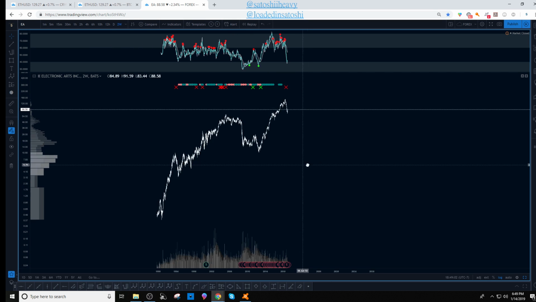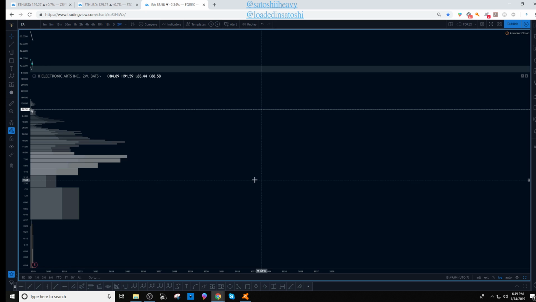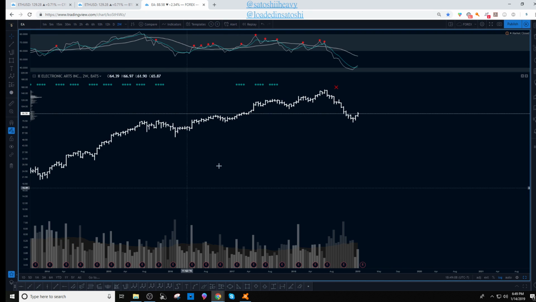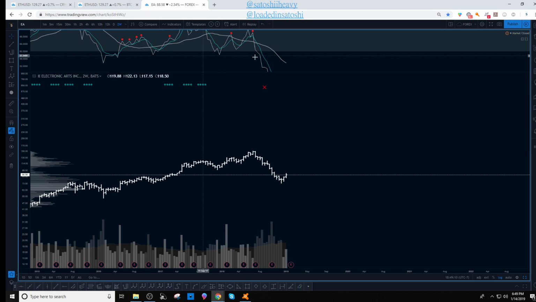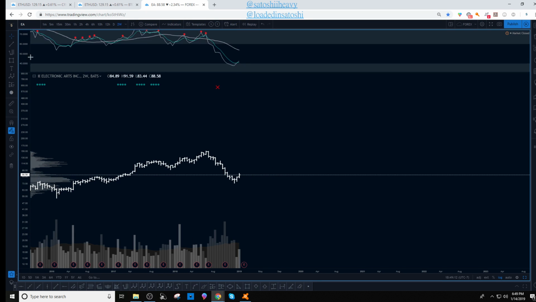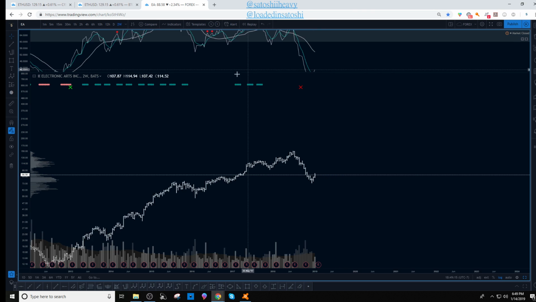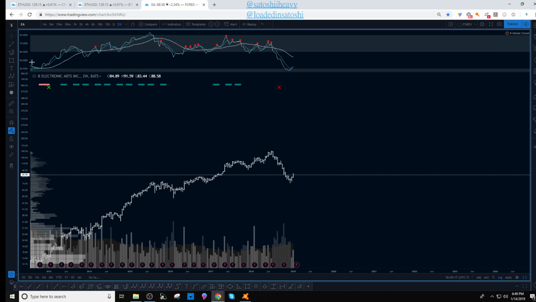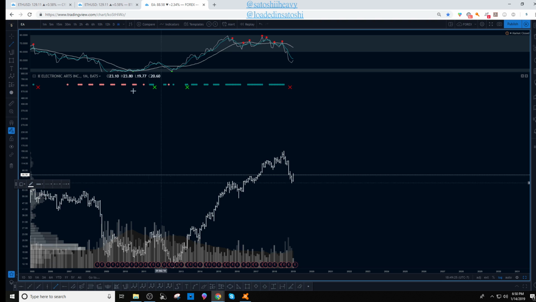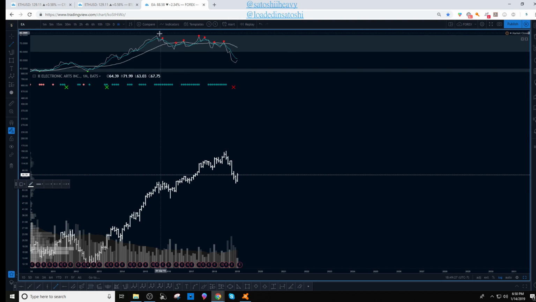Holy crap. Well, look at this. Check this. Let's go to monthly real quick. We had divergence from here to here. So this divergence probably was true.